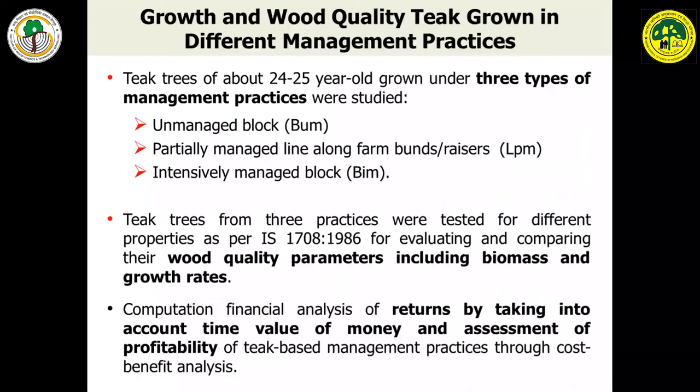I will just give an example here, the growth and wood quality of teak grown under different management practices in Karnataka. We have compared teak of around 20 to 25 years of age, grown under three different management practices. One is the unmanaged block plantation, second is the partially managed line plantation, and third is the intensively managed block plantation. We compared the wood quality, the biomass, the growth rate, and finally the return from these plantations.